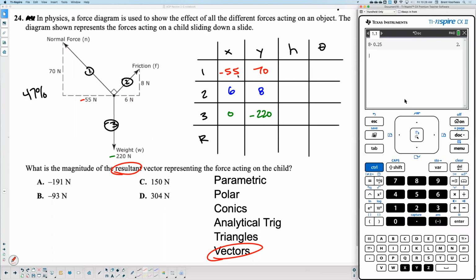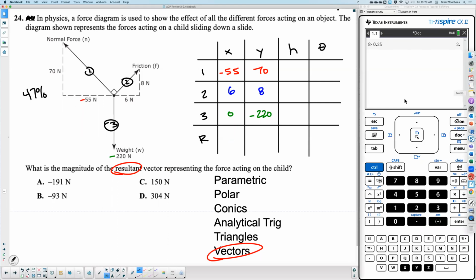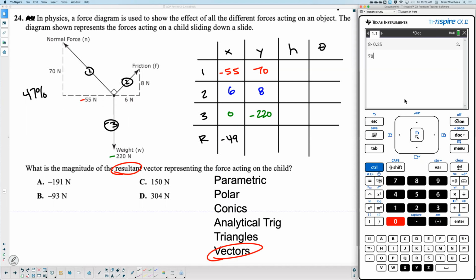Let's save ourselves time. What's negative 55 plus 6? Let's just go ahead and fill it. Why are we using the calculator for basic math? Negative 49. This one's maybe not so basic. 70 plus 8 is 78, and then minus 220. What do y'all get when you do that? Negative 142. All right, great.